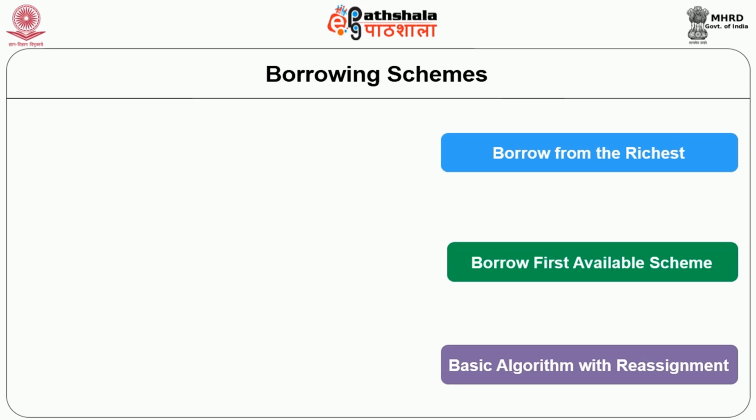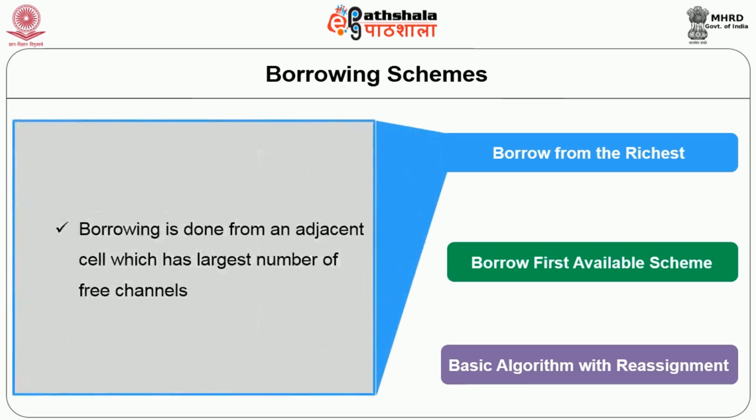Since we said that every neighboring cell has been assigned distinct frequencies and the cluster is there, surrounding one cell there can be either 2 cells or 3 cells or 6 cells and so on. So from where should the channel be borrowed? There are 3 techniques. Borrowing can be done from the adjacent cell which has the largest number of free channels, that is borrowing from the richest. No exploitation. Only the one which has more, we go and ask from it.